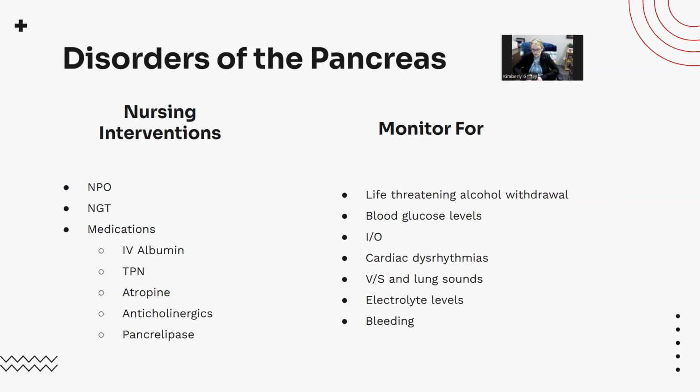TPN for severe pancreatitis, and then atropine, anticholinergics, and pancreolipase. When we do start their diet back, it needs to be bland, high protein, low fat, and no stimulants, so no caffeine. And they need to have small, frequent meals.